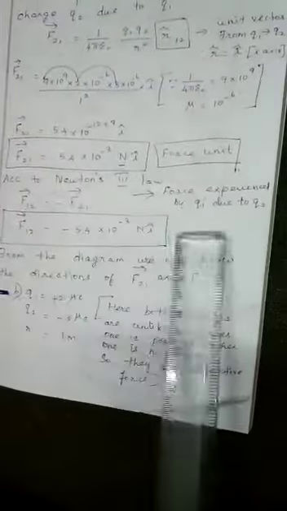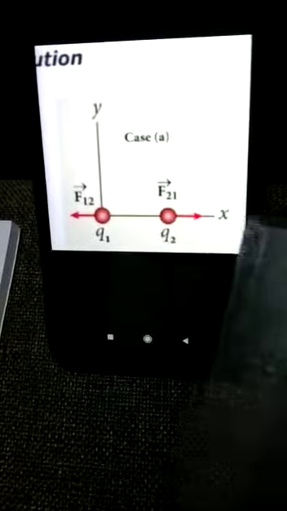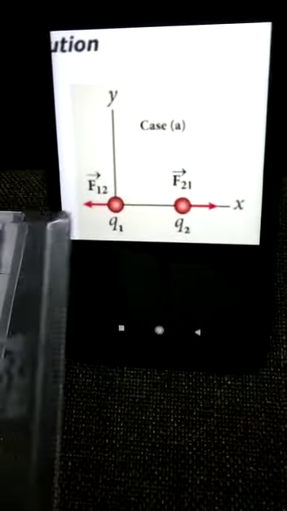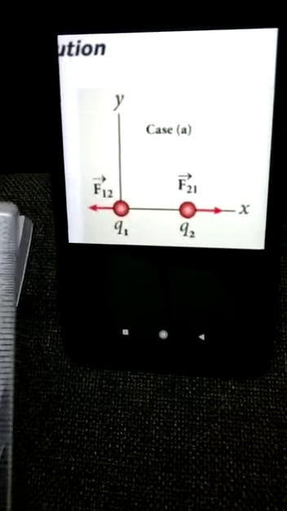Next, from the diagram we can also see the direction of F1 and F2. F12 is on this side, the negative side, and F21 is on this side, the positive side. So from the diagram also we can find the directions of forces F21 and F12.